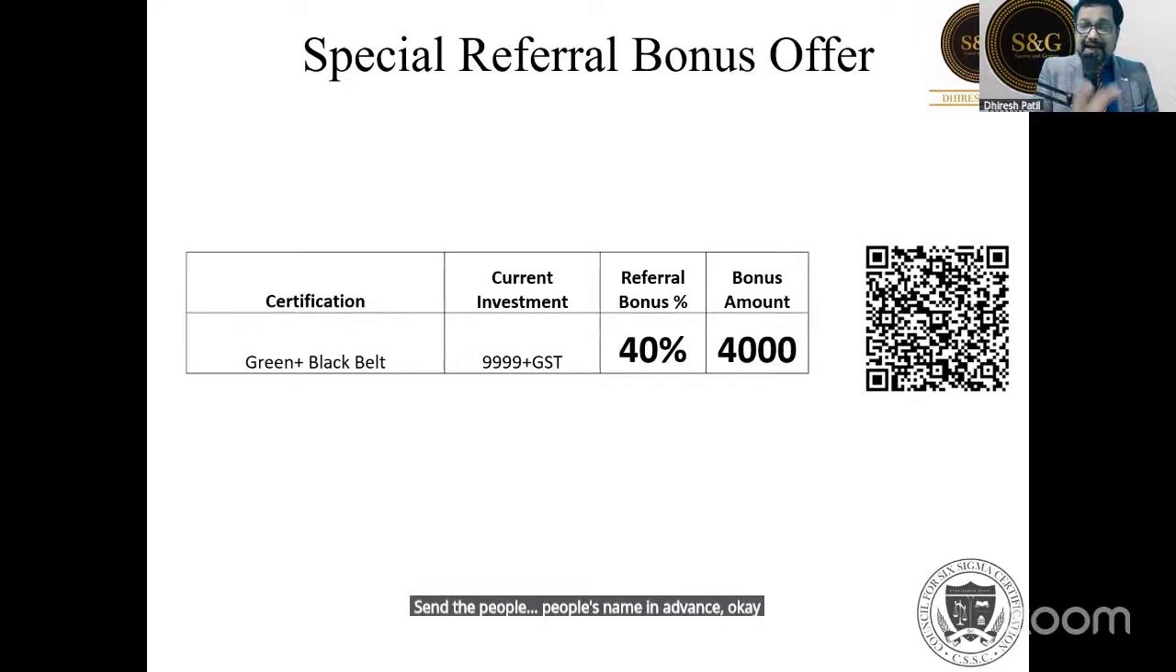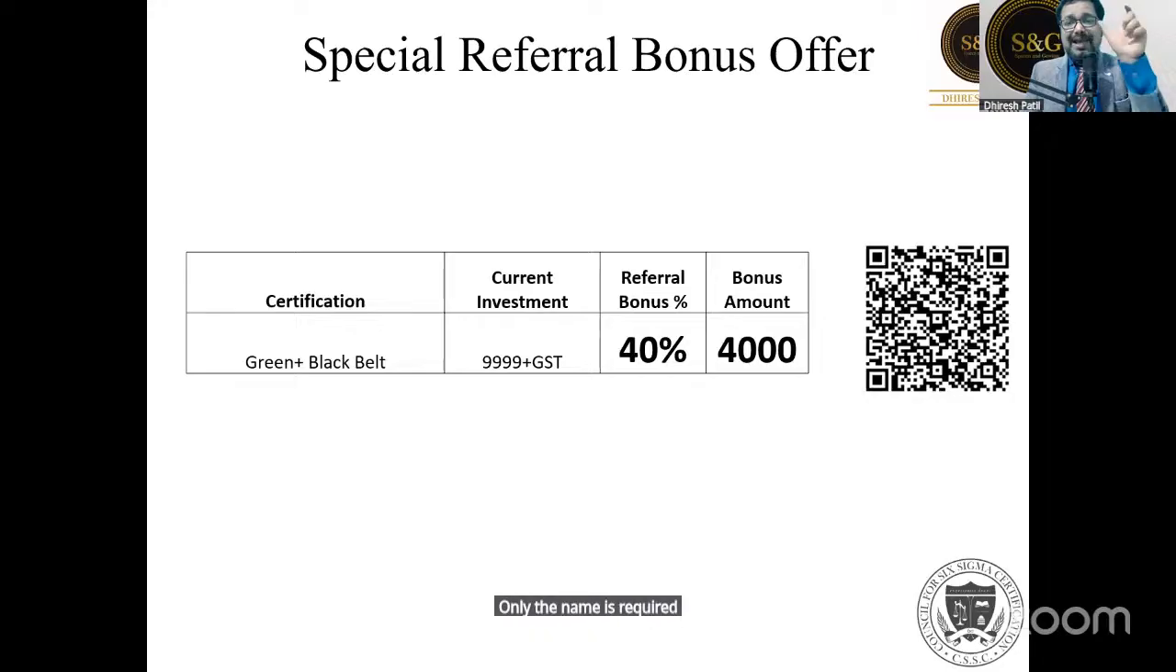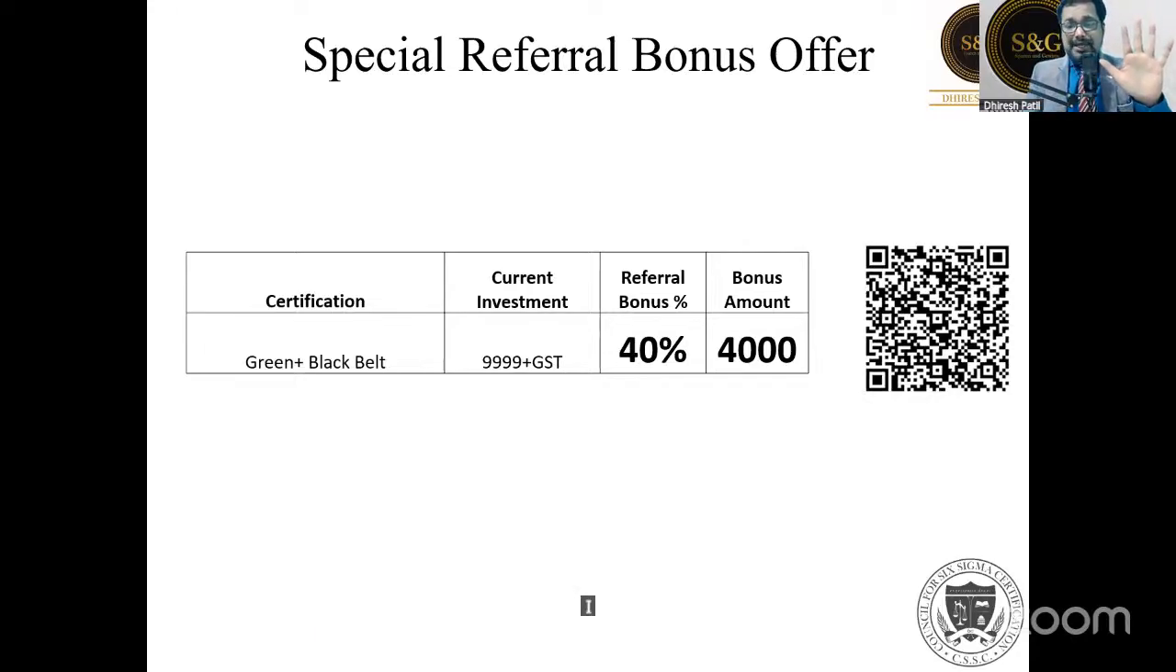See, after admission, if you claim the referral bonus, that will not be entertained. Understand this? So please send the name of the person in advance. You need not share the WhatsApp number, email ID, nothing. Only the name is required. Only XYZ person I am sending to the yellow belt, or I am taking the admission, before the admission is taken. Are you understanding? Are you clear with this?